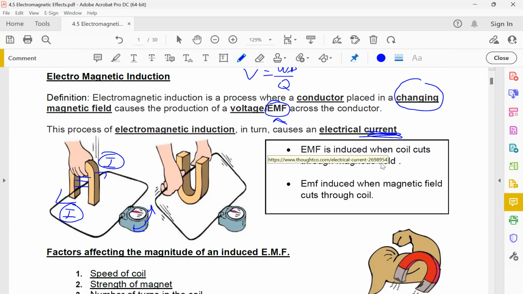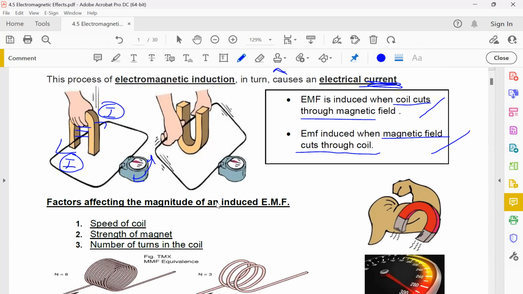Okay, everyone, these two are the key things. EMF is induced if the coil cuts through the magnetic field. EMF is also induced when the magnetic field cuts through the coil. It doesn't matter which one, as long as you know the magnetic field is being cut, then it will generate current. Quite simple understanding.